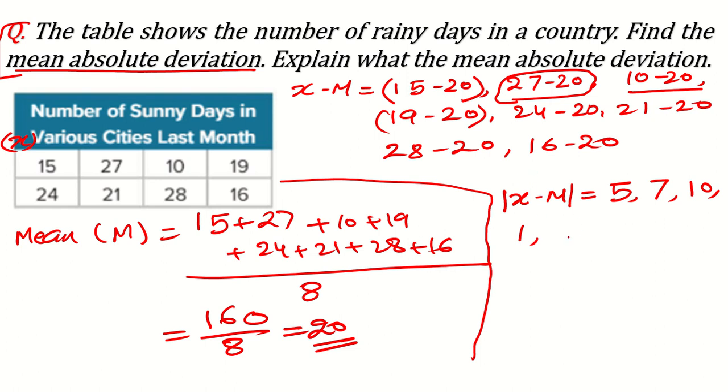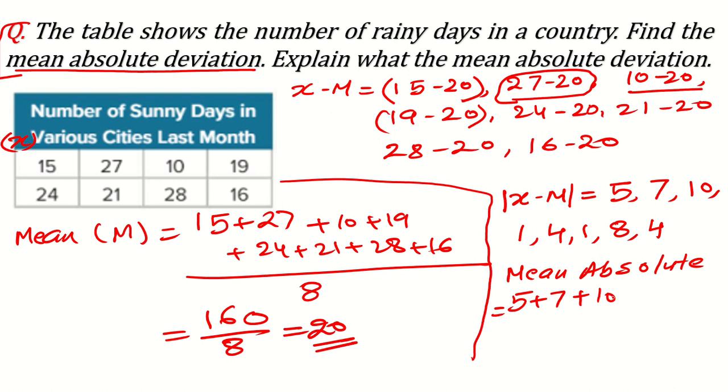And then 24 minus 20 will be 4. 21 minus 20 will be 1. 28 minus 20 will be 8. And 16 minus 20 will be minus 4, but its absolute value will be plus 4. So what will be the mean absolute deviation? Mean absolute deviation will be equal to the sum of all these numbers: 5, 7, 10, 1, 4, 1, plus 8 plus 4.